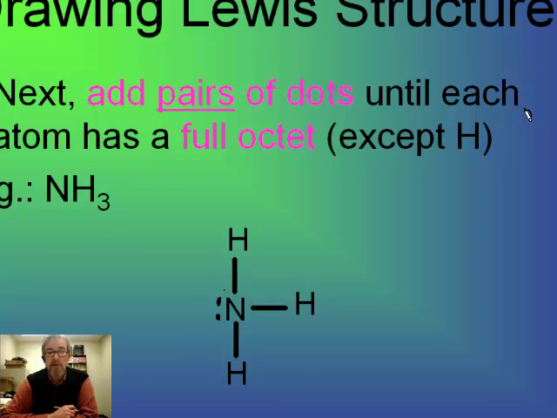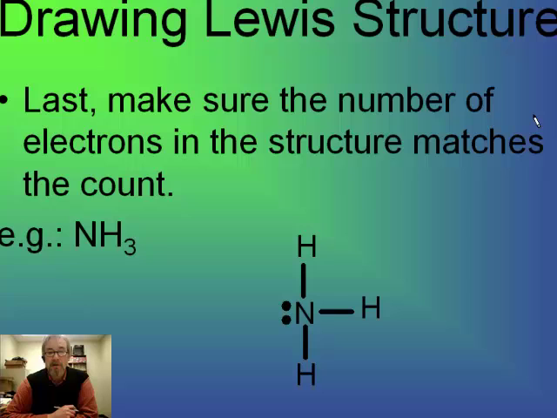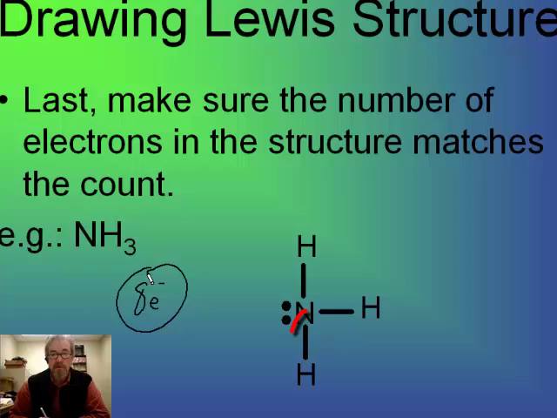And the last thing you want to do is make sure the number of electrons in the structure matches the count that you had in the first place. So when we counted up all the valence electrons that were available, we found we had 8. If I look at my structure, I find that I also have 8. 2 here, 2 here, 2 here, and 2 here. That's a total of 8 electrons.